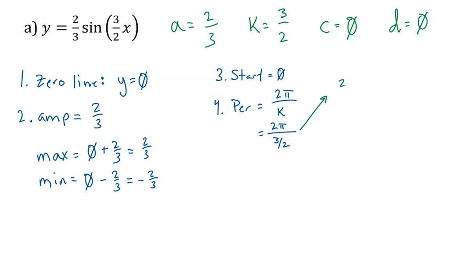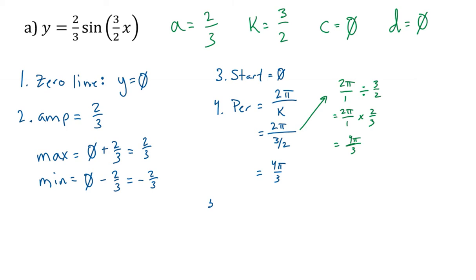What's happening here is you have 2 pi over 1 divided by 3 over 2, which is 2 pi over 1 times, flip the fraction, 2 over 3. That's how we divide fractions. 2 pi times 2 is 4 pi, and 1 times 3 is 3. So we get a period of 4 pi over 3.